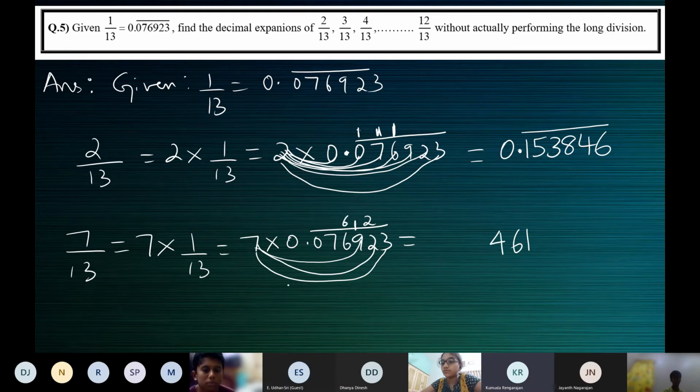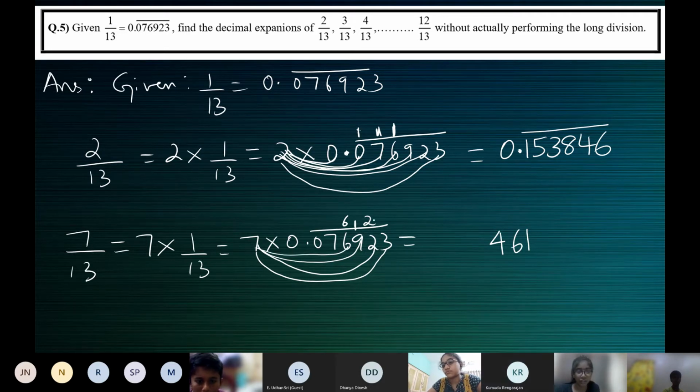Who wants to continue? Ma'am, sorry, ma'am. Due to network issues, I went out. I'll continue, ma'am. 7 sixes are 42, plus 6, 48. 8, and 4 carry over. 7 sevens are 49, plus 4, 53. 3, 5 carry over. 7 zeros are 0, plus 5, so 5, ma'am.